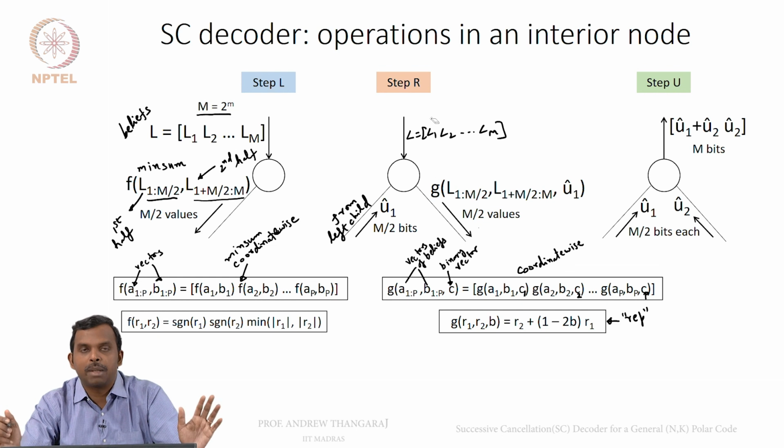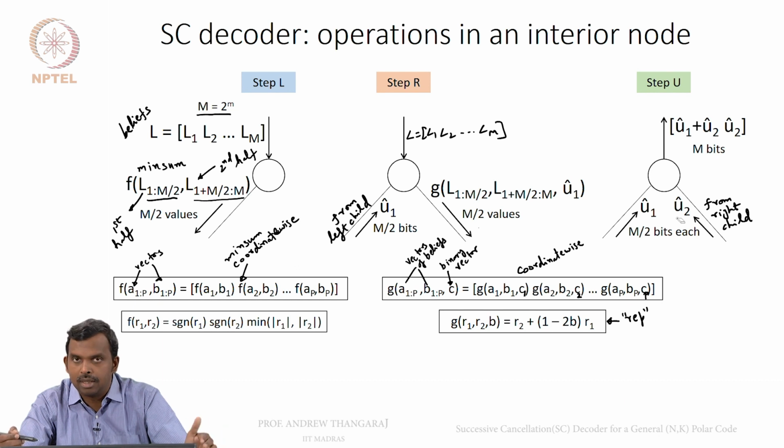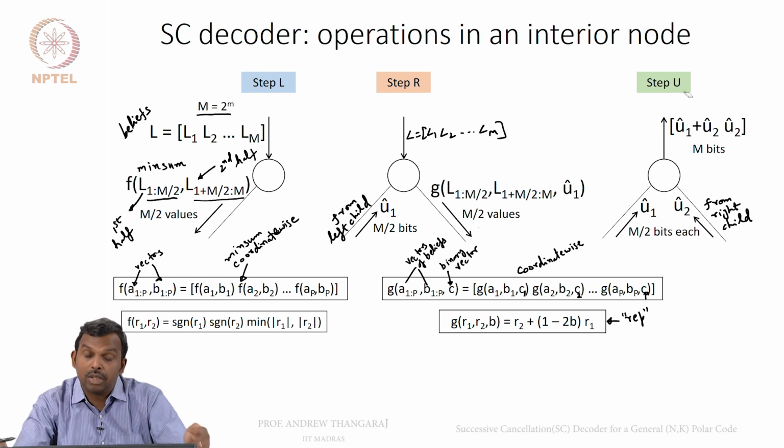So now the node can be quiet. It doesn't have anything to do till it receives something back from the right child also. So this is what comes back from the right child. The right child has finished all it has to do, and it has sent the decisions back to its parent. So this node is getting back something from the right child. You remember, it already had u1 hat from the left child. It is getting u2 hat from the right child. Remember, these two u1 and u2 are now m by 2 bits each. They are not single bits. In general, we are looking at it that way. And what will the node do? It has to do step U once it has received incoming decisions from both the left child and right child.